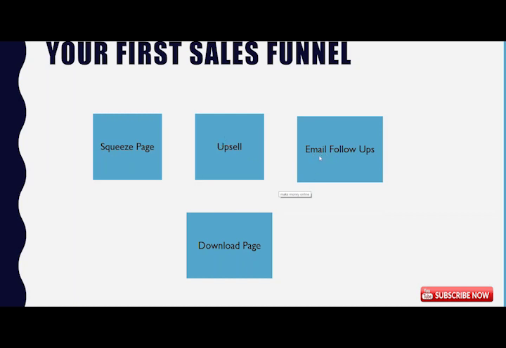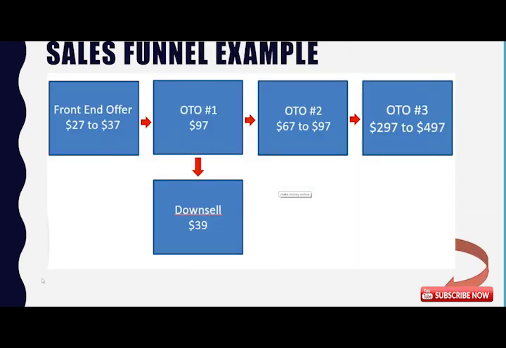Then you do email follow-ups, and those email follow-ups could be links to your product. And then finally, the first email follow-up has a link to your download page, and on that download page we have more content, more information, so you can make money. So we're going to start by setting up the first part of this, but I also want to show you a little bit of a sales funnel example here, because I want you guys to understand what we're setting up here.